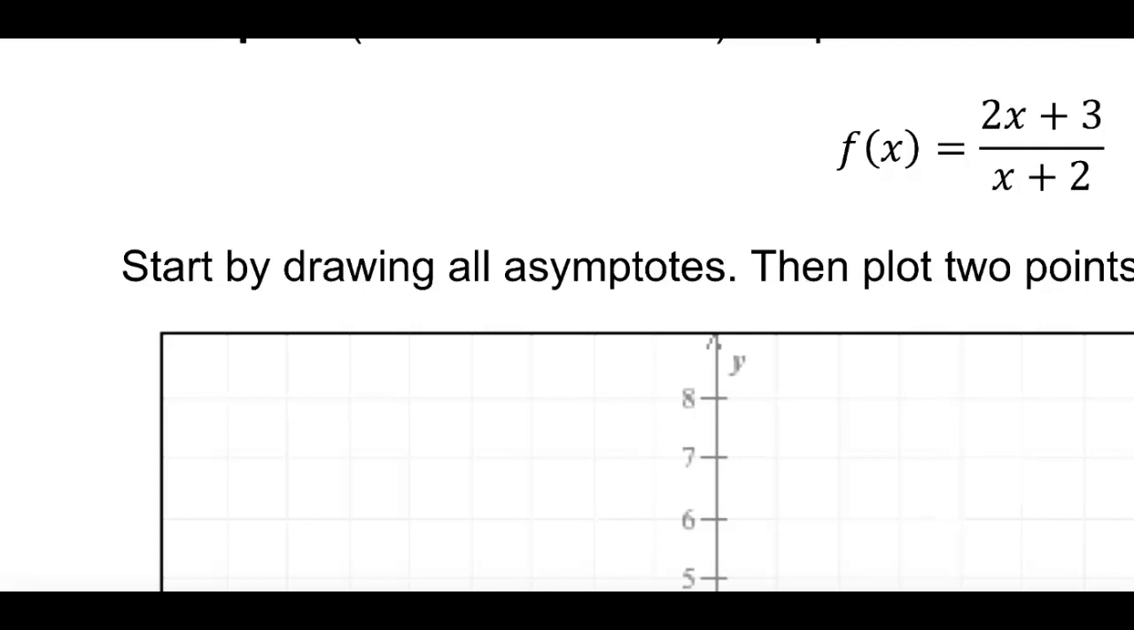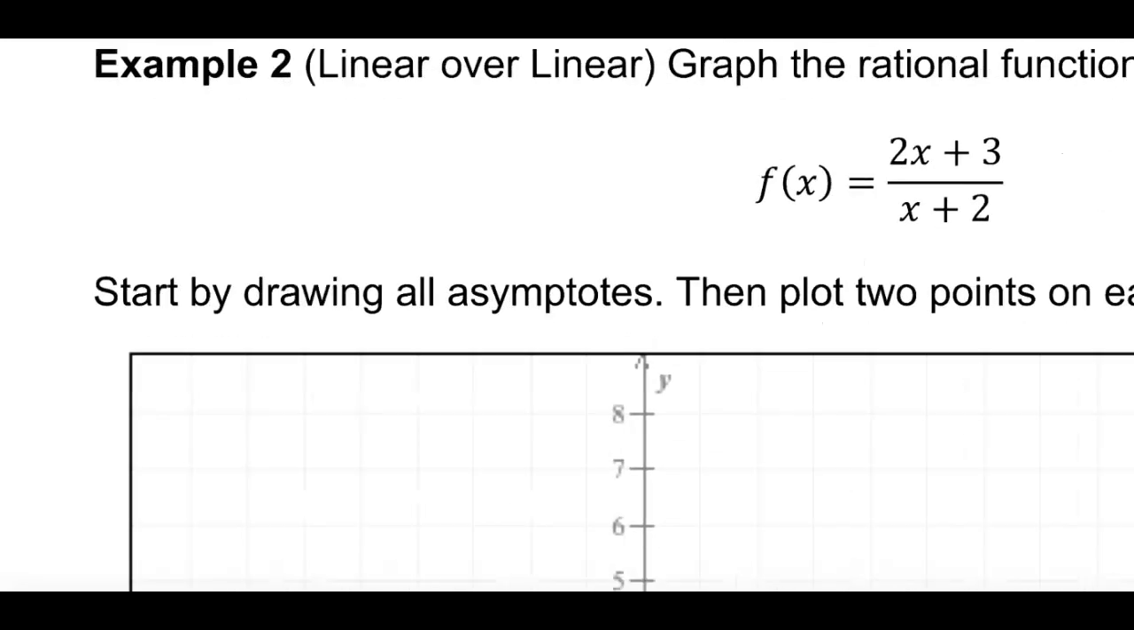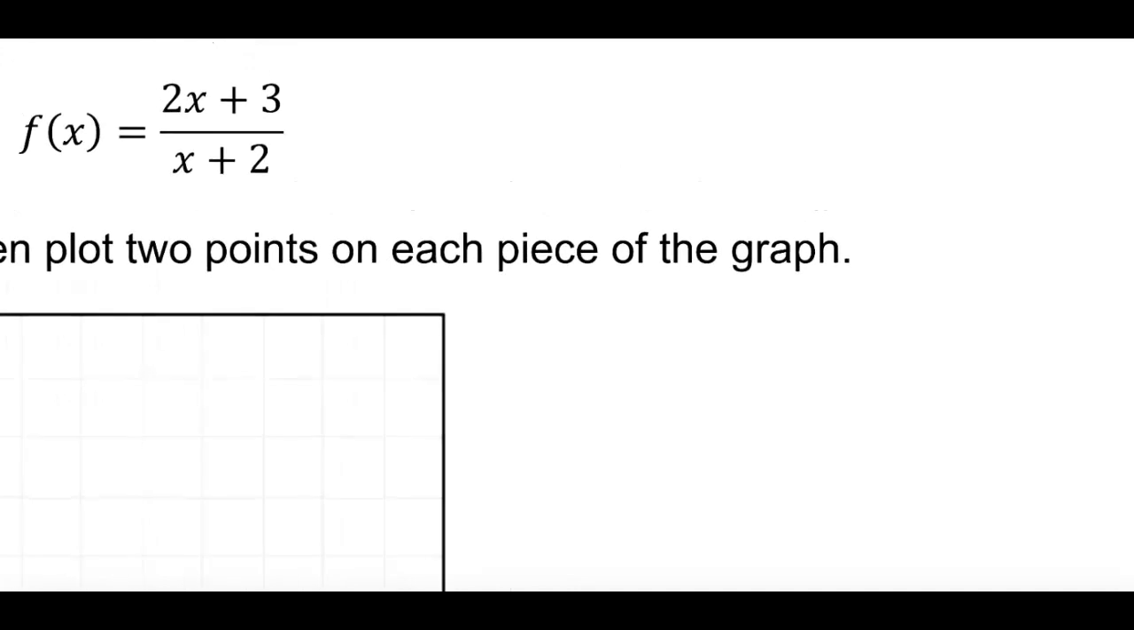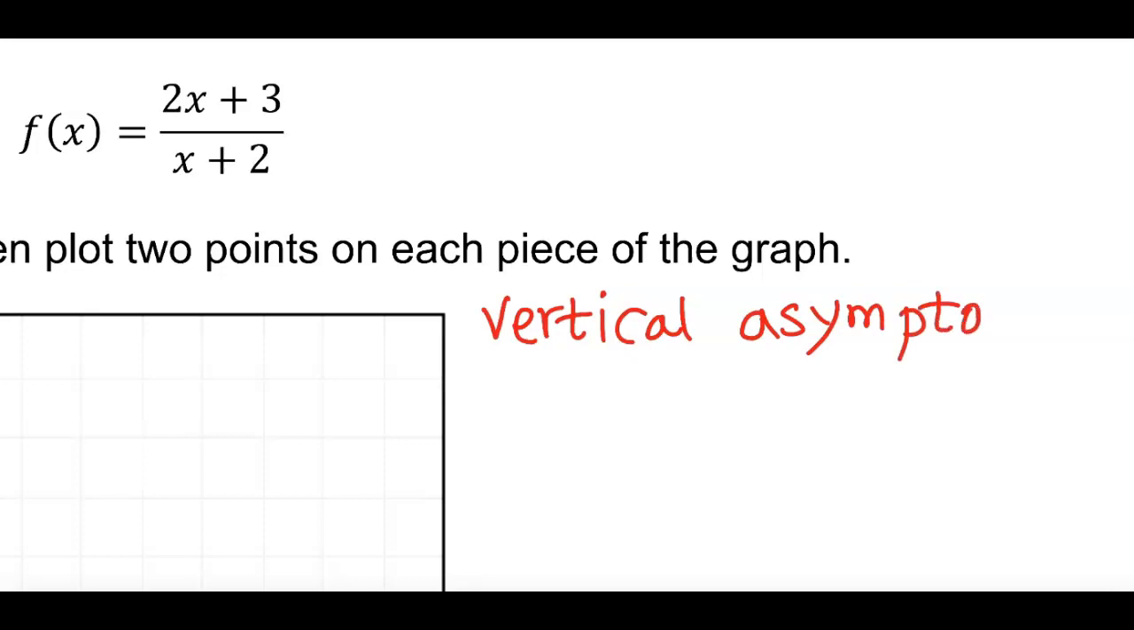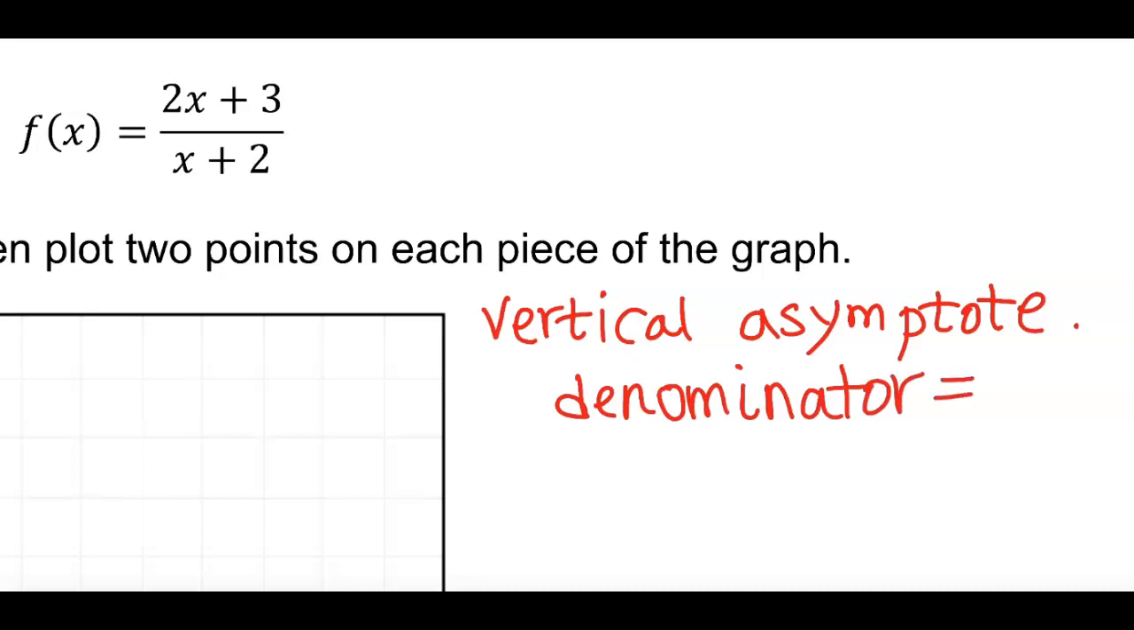Let's start with the vertical asymptote, okay? So on the side over here, let's write down that we want to find the vertical asymptote. Some of your homework problems in Alex this week simply ask you to draw asymptotes. In those cases, you don't really have to graph the function, you just sketch the asymptotes. So how do you find the vertical asymptote? You set the denominator equal to 0.